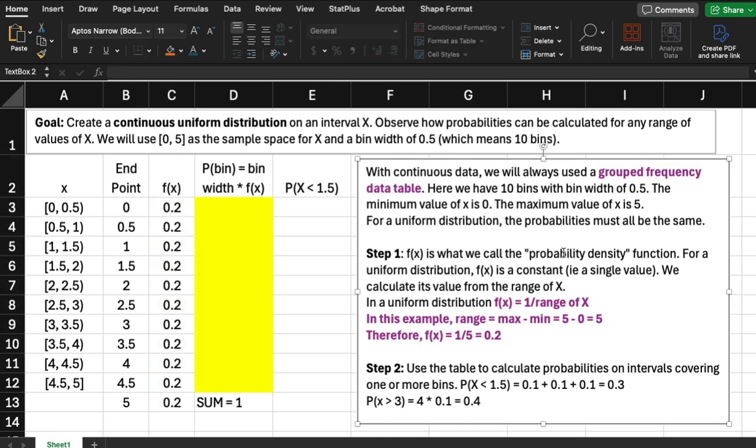So it's called a probability density function. And on the uniform distribution, little f of x is a constant. You can see it's just 0.2 all the way down.